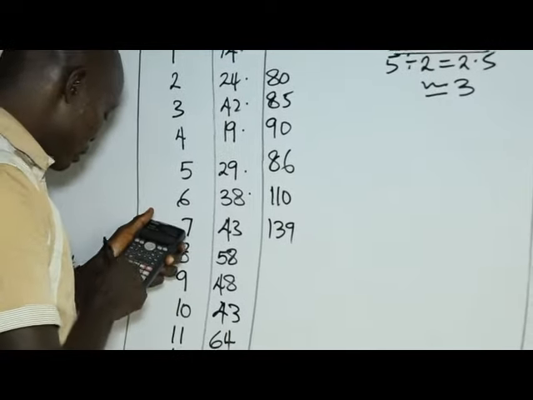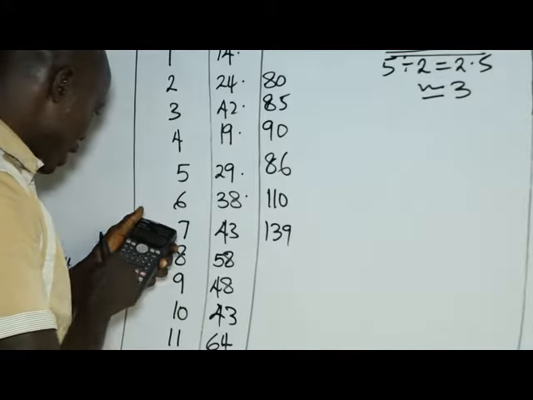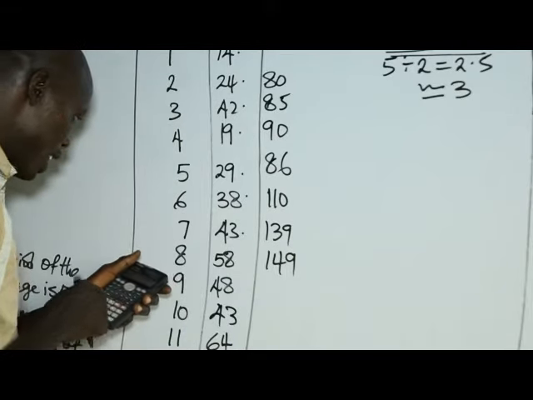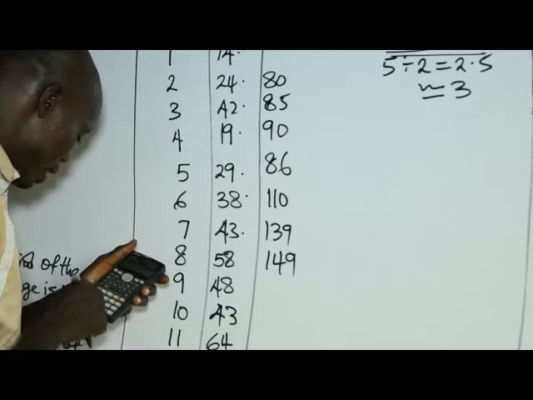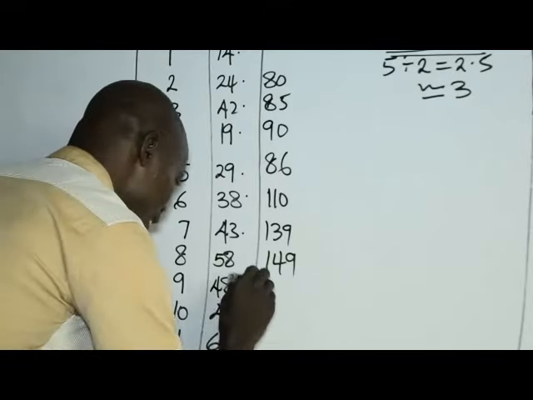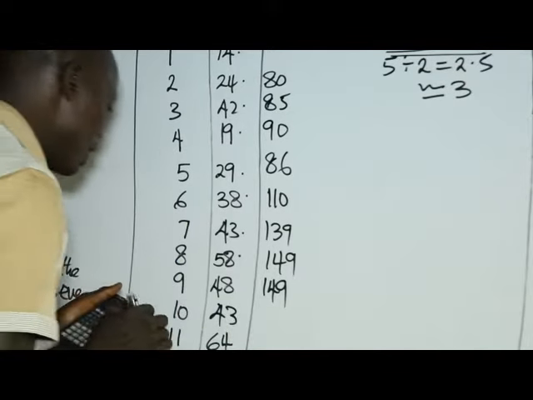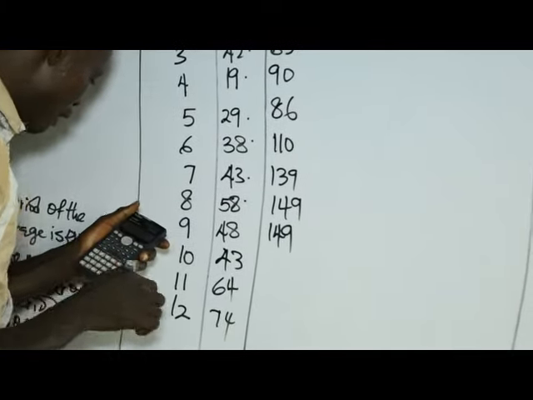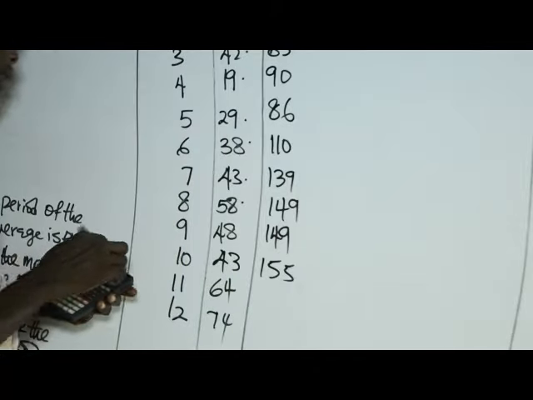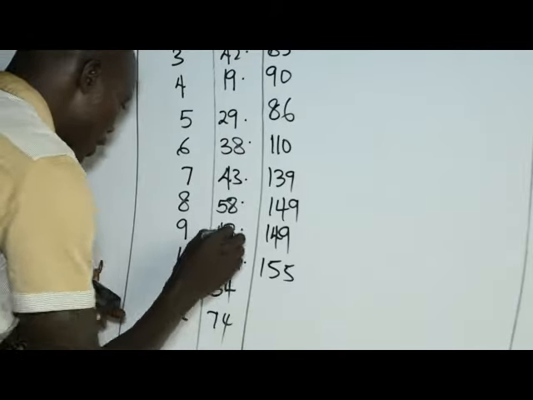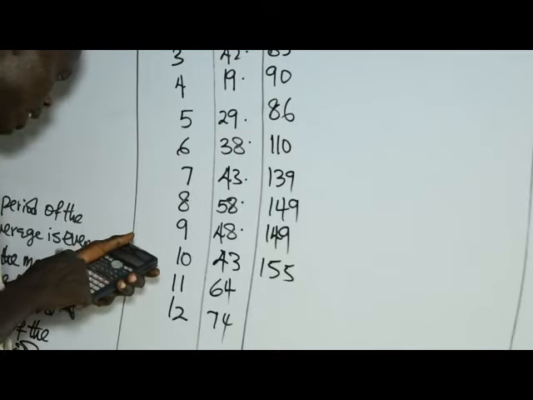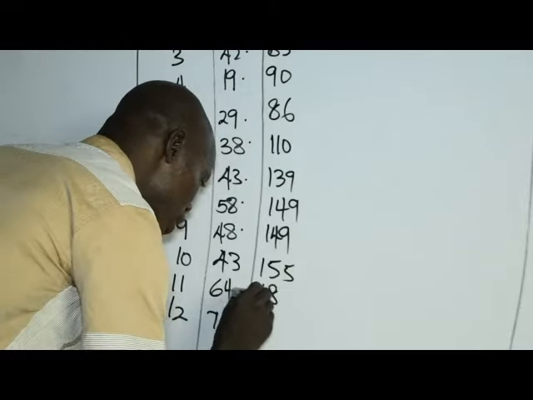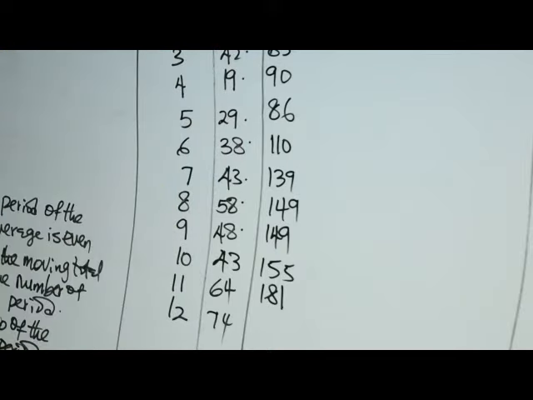You have 43 plus 58 plus 48, that gives us 149. You drop 43 and start your addition from 58: 58 plus 48 plus 43 gives us 149 again. Then you drop 58 and start the next addition from 48: 48 plus 43 plus 64 gives 155. Then you drop 48 and start from 43: 43 plus 64 plus 74 gives 181. That is the 3 months moving total.